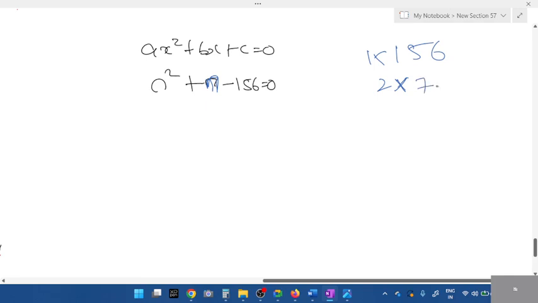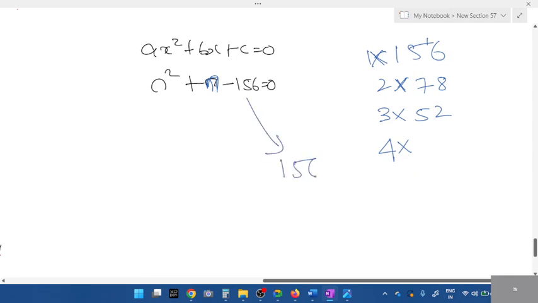2 into 78 is 156, right? 2 sevens are 14, carry 1. Next, 3 how many times? 52. Next, 4 into 39. See, 3, 4, 5 doesn't go, students. I'll tell you one trick.